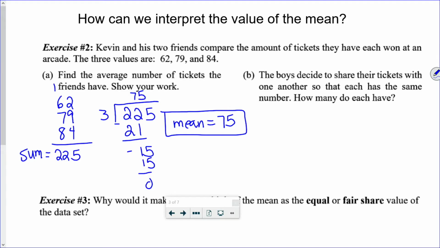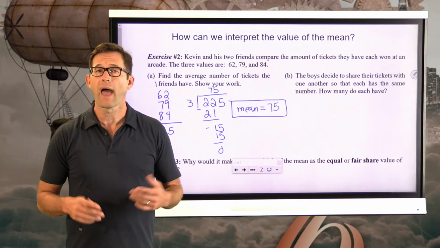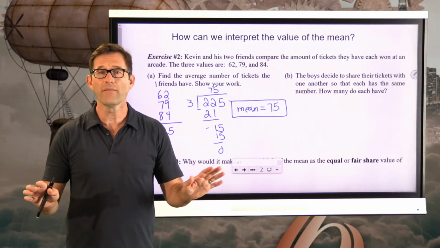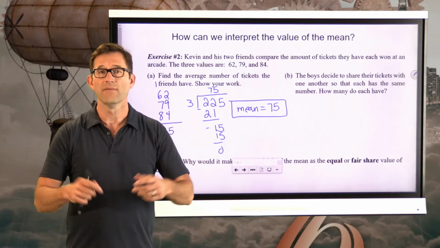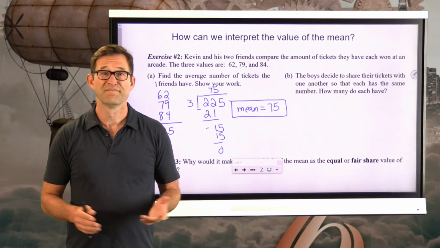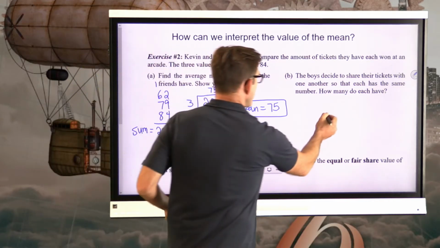The boys decide to share their tickets with one another so that each has the same number. How many do each have? All right, we'll pause the video now. Think about this. How many would each of the friends have if they shared all of their tickets together evenly? Well, they'd have 75, right? I mean, think about that for a moment.